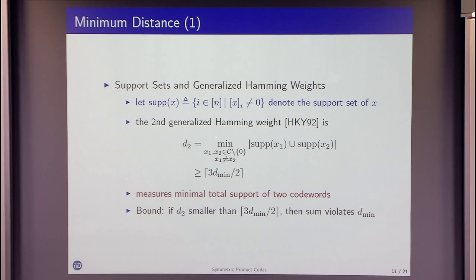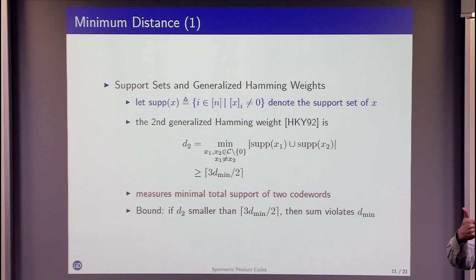What we need is the minimum over all pairs of code words that are not 0 and not equal to each other of the size of the union of their support. That means if you take 2 code words and look at them in combination, it says how much room that is going to take. We're going to see that's important. So it measures the minimum total support of 2 code words. Now there's a very simple bound on this. You can say that has to be greater than 3 times the minimum distance on 2, and otherwise you get a contradiction.